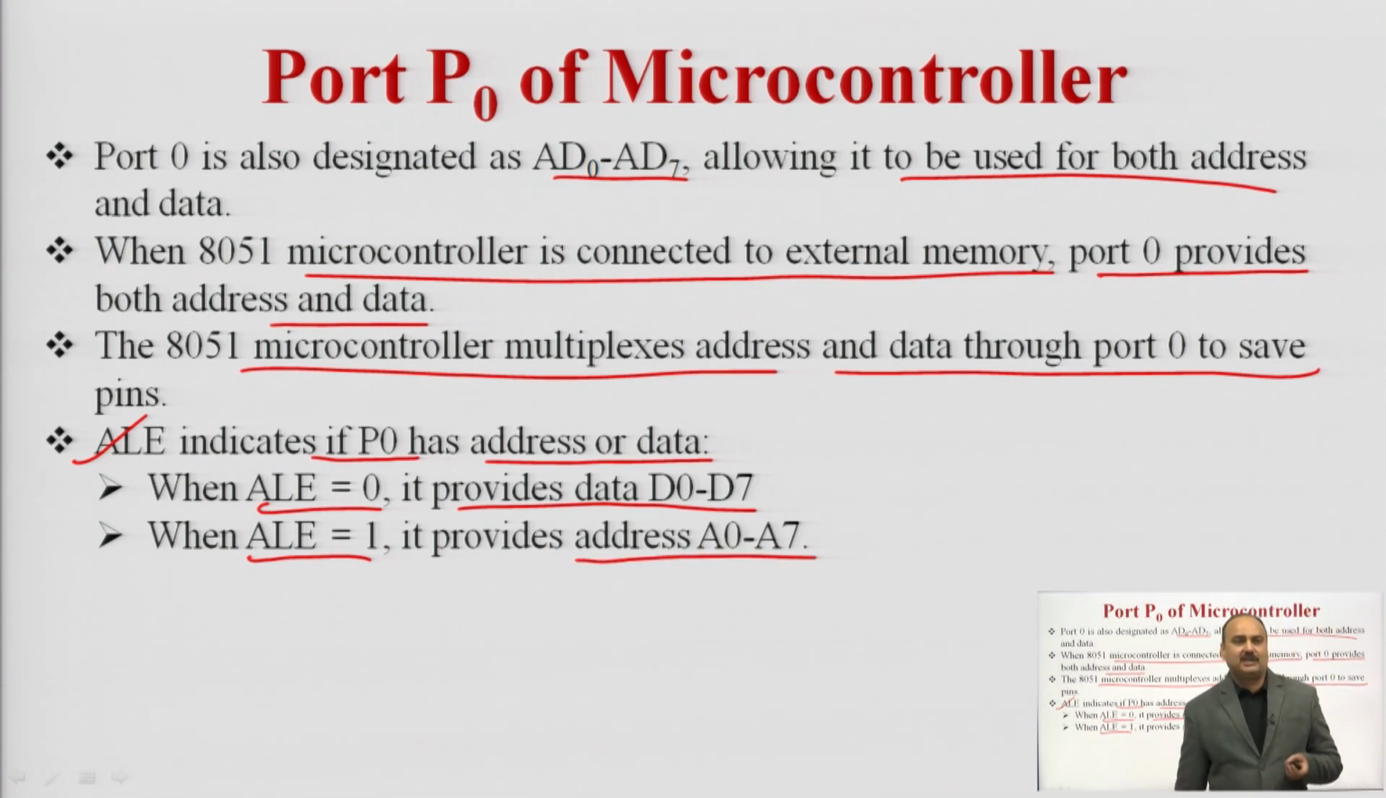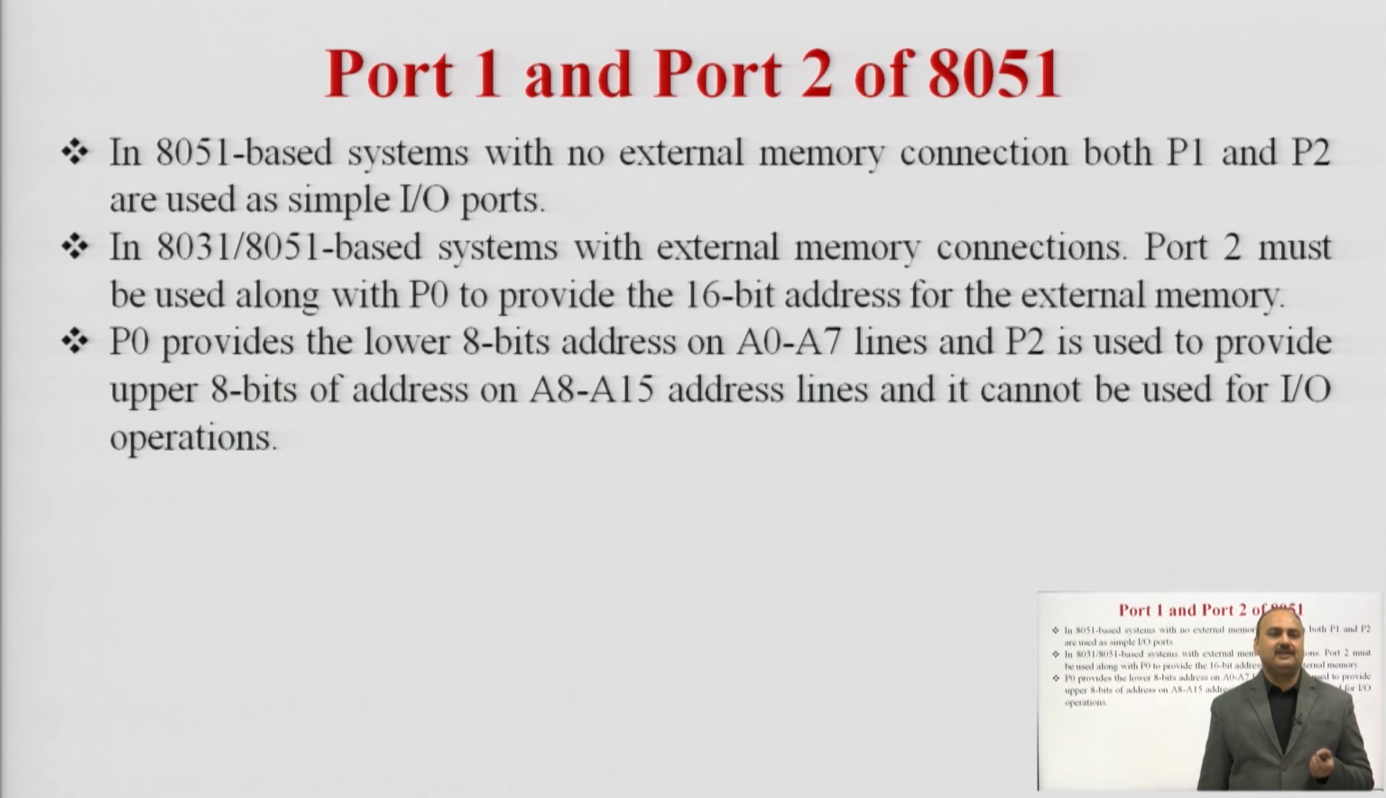So, this is required to remember. By the status of the ALE pin, we can easily identify whether port P0 will carry the address on A0 to A7 address lines. When ALE is equal to 1, it will carry the address on A0 to A7 address lines, and when ALE is equal to 0, these port pins will carry the data on D0 to D7 data lines.